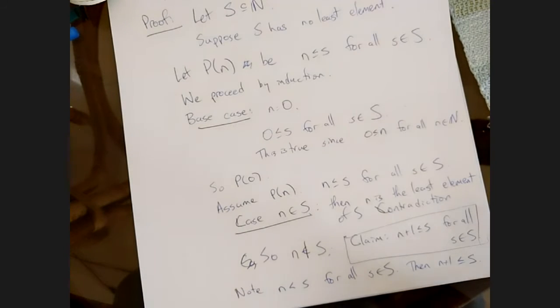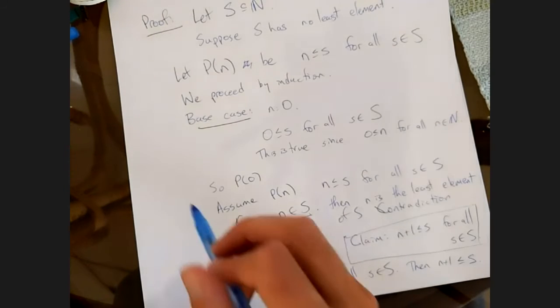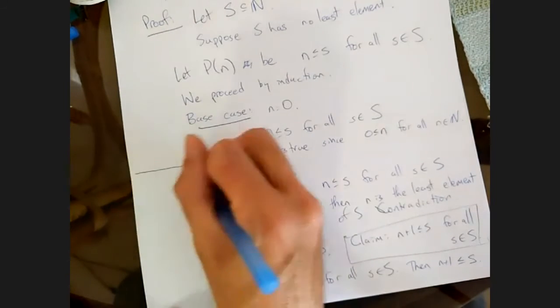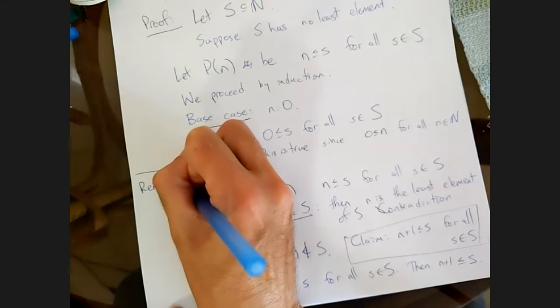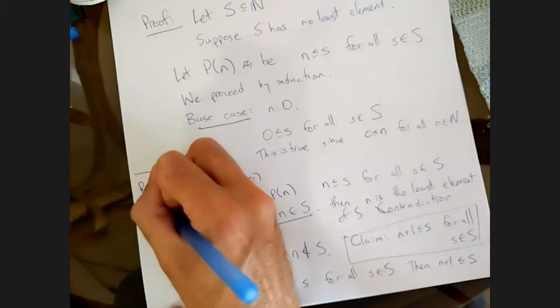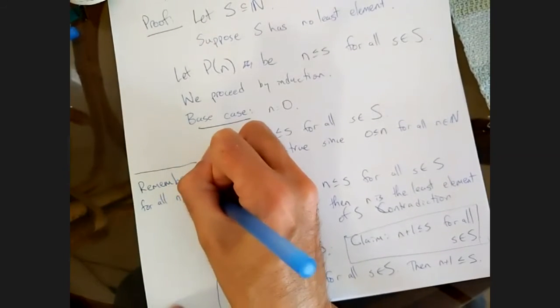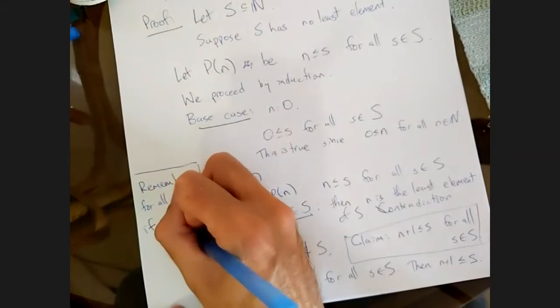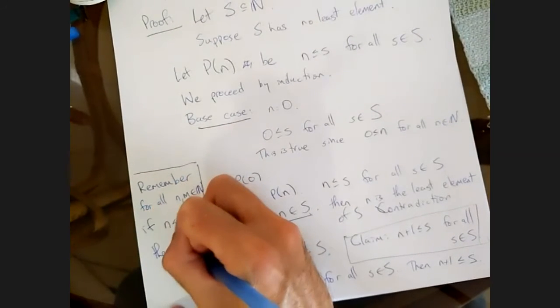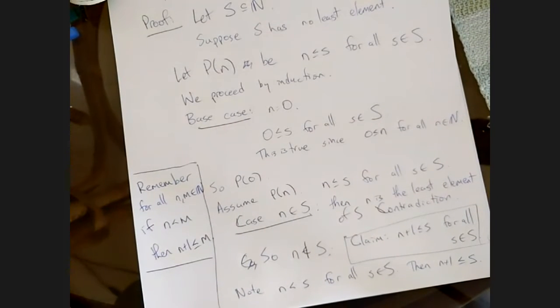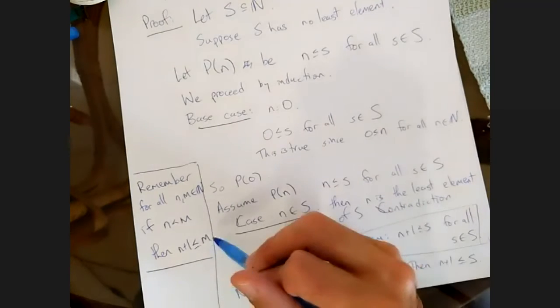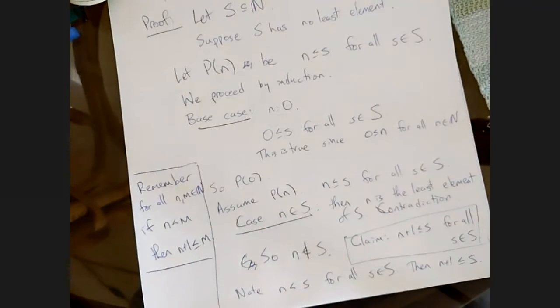If you remember back on Monday, we showed by induction, let me just write it as an aside over here, we showed that for all n and m, if n is less than m, then n plus one is less than or equal to m. If I remember correctly, we did this by induction on m. So we're just using that property again here. Maybe that means I should have made this a lemma or something, but that's fine.